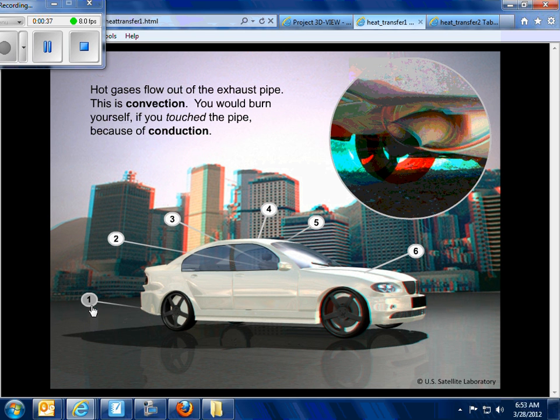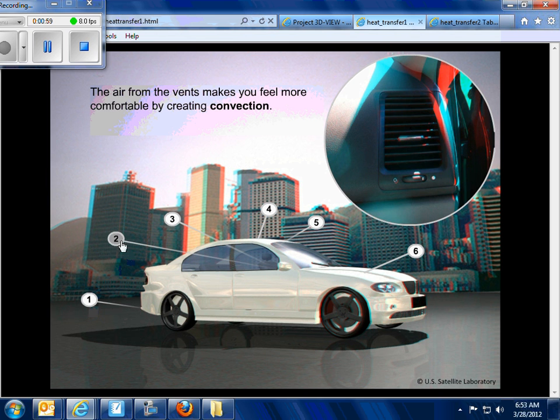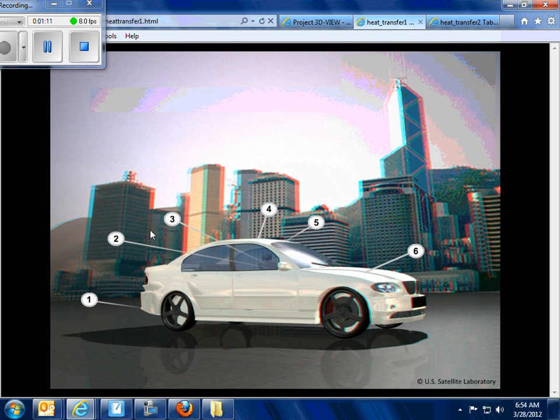Well, if you look at a car as far as the gas flow out of the exhaust pipe, this is convection because it's actually letting the warm air out and it rises out of the exhaust pipe. Now, if you actually were to touch it, that's conduction. Conduction is when you can feel the heat being conducted through the metal into another object. When you look at the air vents, they are part of convection as well because they're moving air. They're moving the cooler, hopefully, on a hot day.